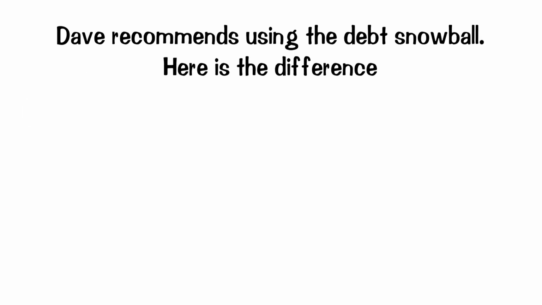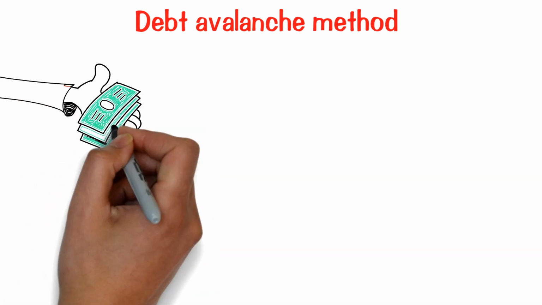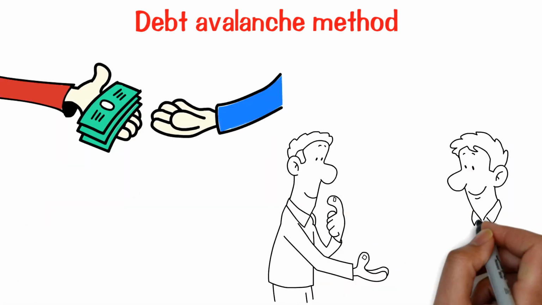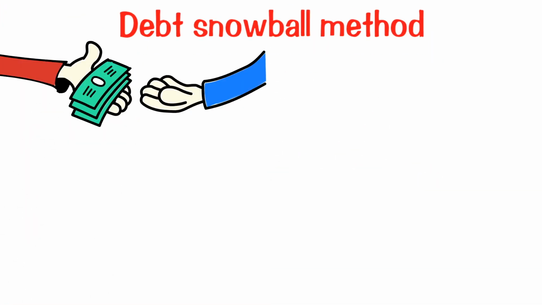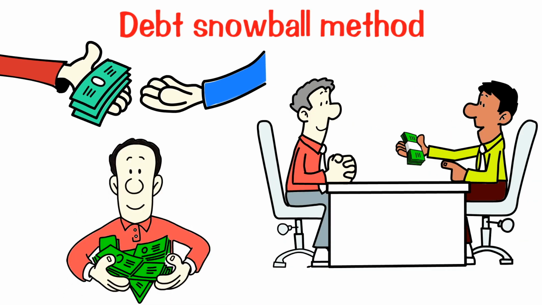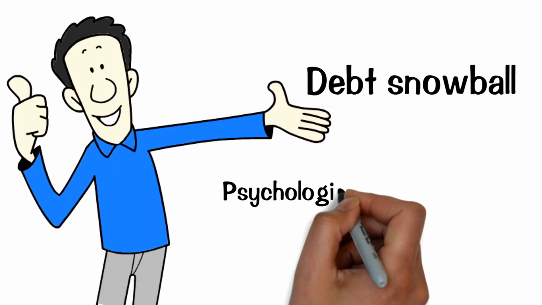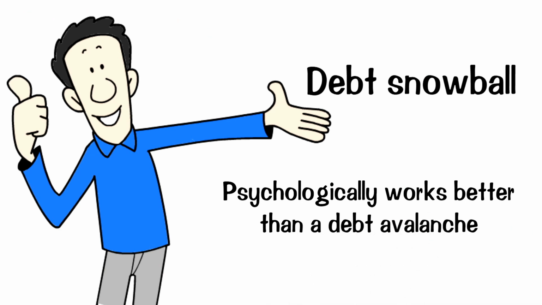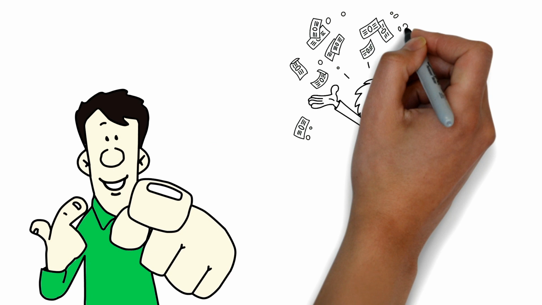Here's the difference. The debt avalanche method involves making minimum payments on all debt, then using any extra funds to pay off the debt with the highest interest rate. The debt snowball method involves making minimum payments on all debt, then paying off the smallest debts first before moving on to bigger ones. I agree with Dave that the debt snowball psychologically works better than a debt avalanche. I highly recommend that you guys take this seriously because this is actually the first step to your financial freedom.